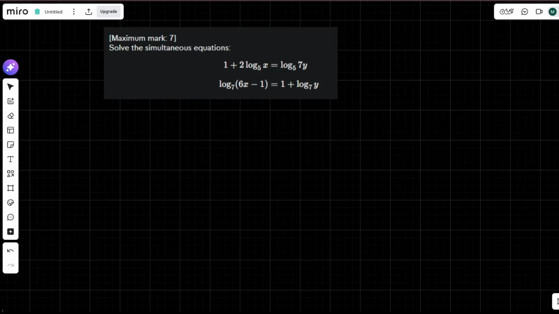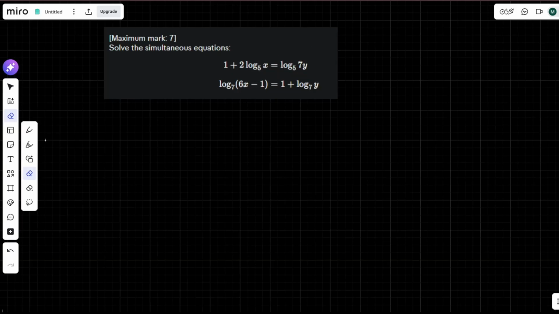Now the really key thing here is if we try and solve for one of these values, so for x or for y, which I think is often people's temptation, it's going to make the problem a lot more difficult. Instead, we're going to focus on trying to get an equivalent value. For example, we might try and get a log base 5 7y in both equations and then use that as the substitution. So we're not going to isolate x, we're not going to isolate y.